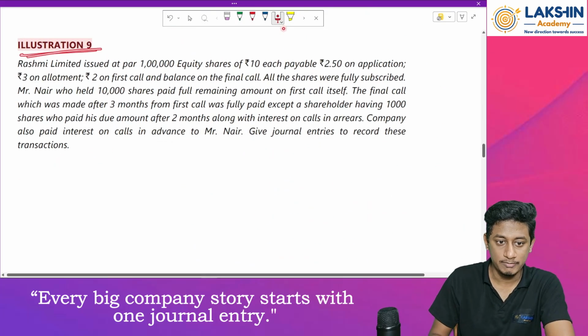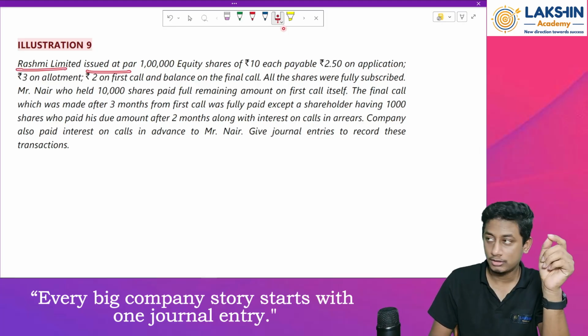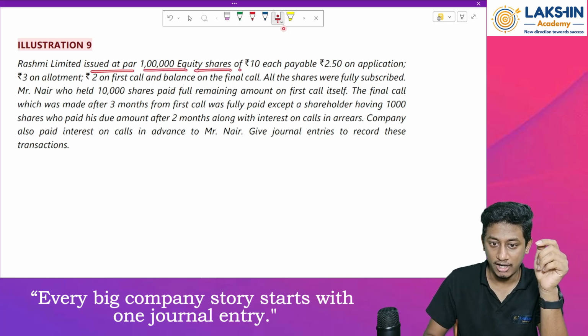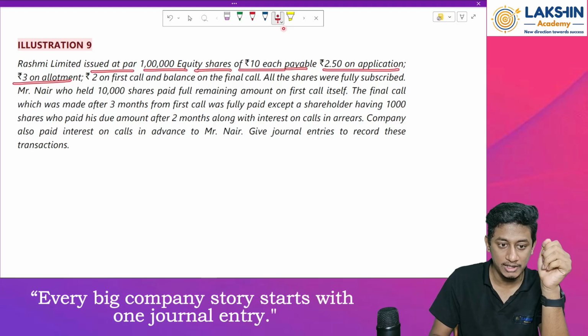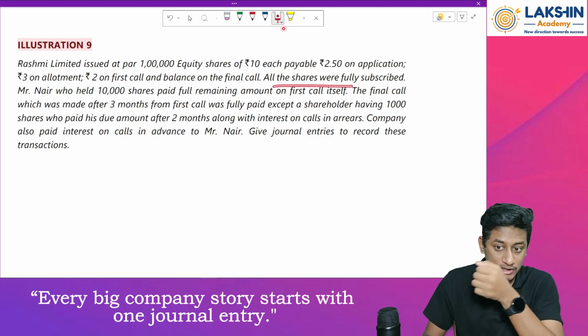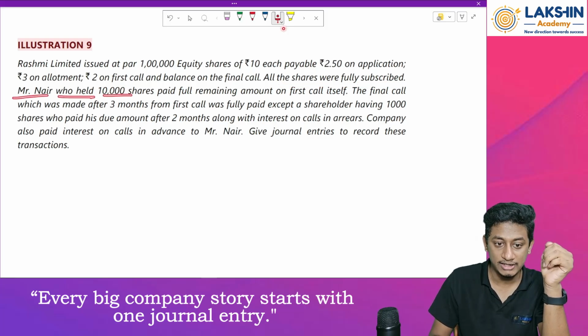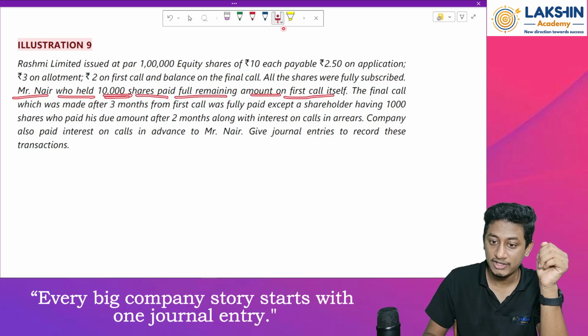Let's start with illustration number 9. Rashmi Limited issued at par rupees 1 lakh equity shares of rupees 10 each, payable 2.5 on application, 3 on allotment, 2 on first call, and the balance on the final call. Fine. All the shares were fully subscribed. Very good. Mr. Nair, who held 10,000 shares, paid the full remaining amount on the first call itself.